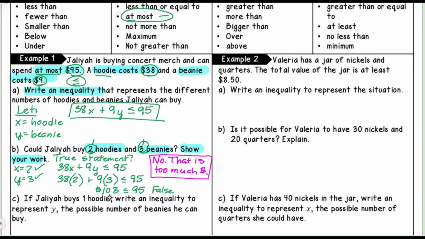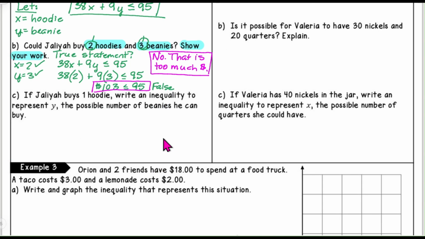And all this work shows us why, because we get down here to 103 is less than or equal to 95, and that just does not work. Okay, so as usual, if I am going too fast, just pause it and catch up, because of course I'm recording this ahead of time. So let's just scroll on down here.